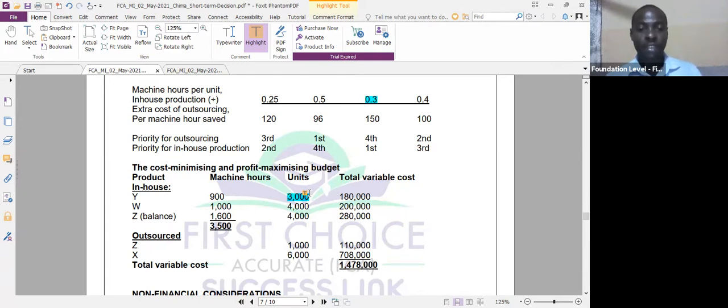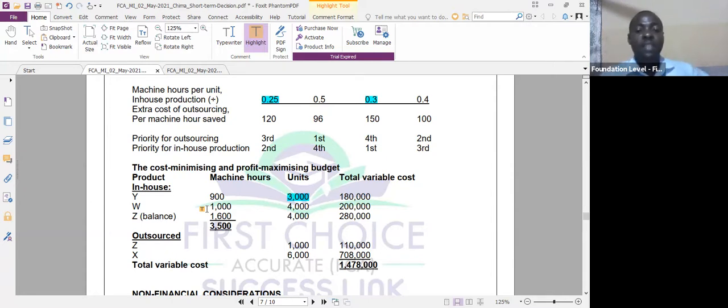900 hours used on 3,000 units. You go to the next one, 4,000 units for W, multiplied by 0.25, you are going to get 1,000 hours. Okay, so 900 plus 1,000 is going to give you 1,900. And since you have a target of 3,500, it means that Z will not get everything it wants.